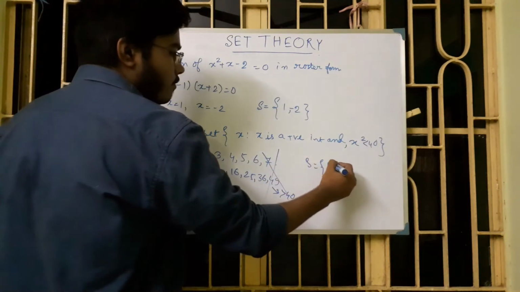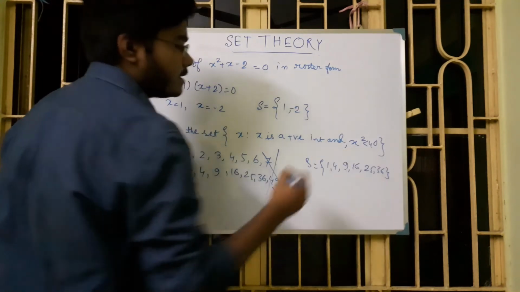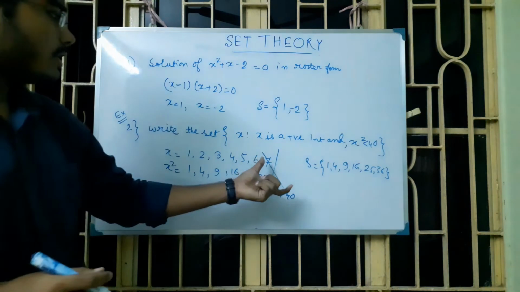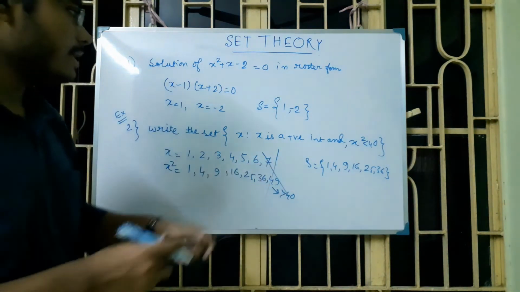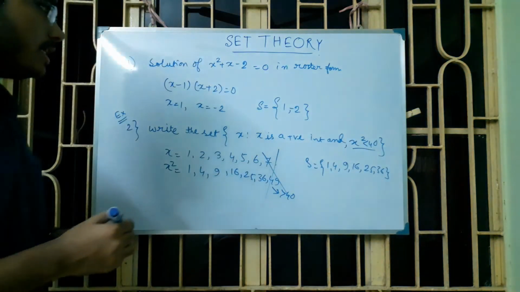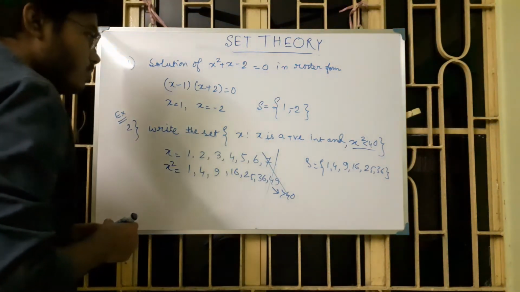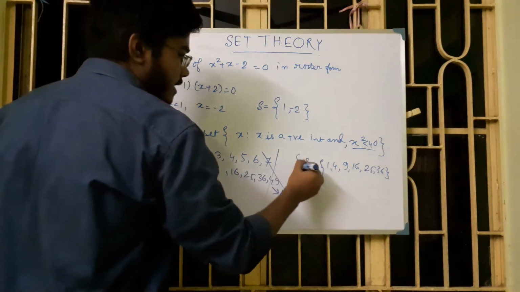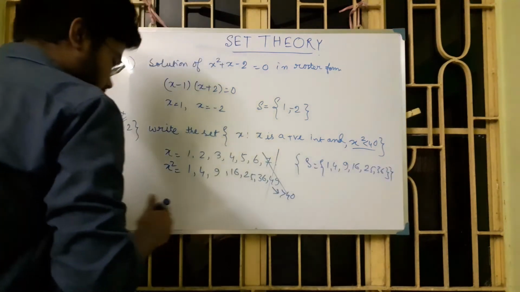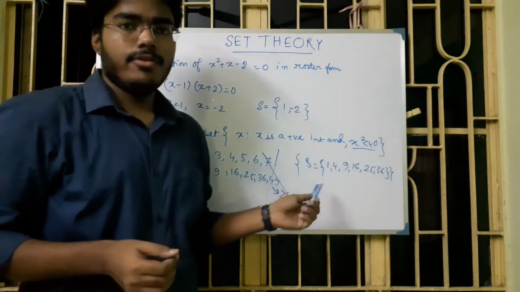The set is {1, 4, 9, 16, 25, 36}. 49 will not be in the set as it does not satisfy the condition x square is less than 40. So this is the required set in roster form.